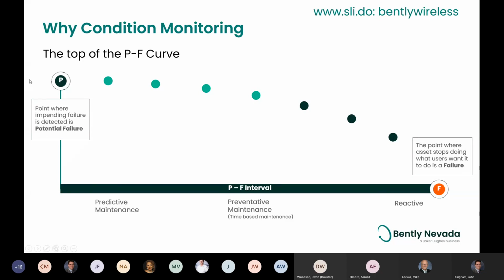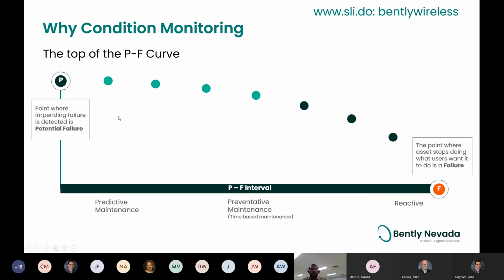So we start with our machine operating over here. It's trundling along, doing a great job. And we get to this point here where an impending failure mechanism is introduced into the system. And the machine keeps doing what you want it to do until you get to this point here where it has a failure. So it stops doing what it is that you want it to do.